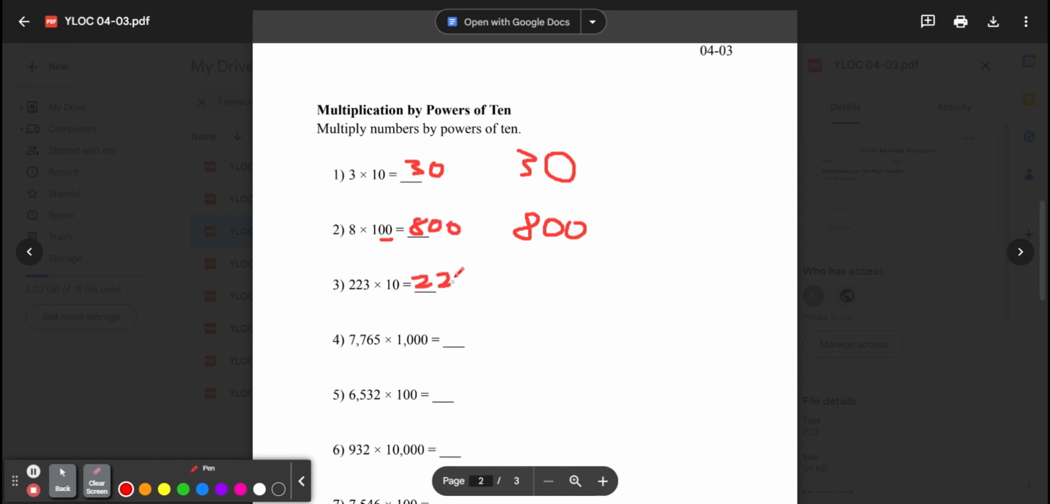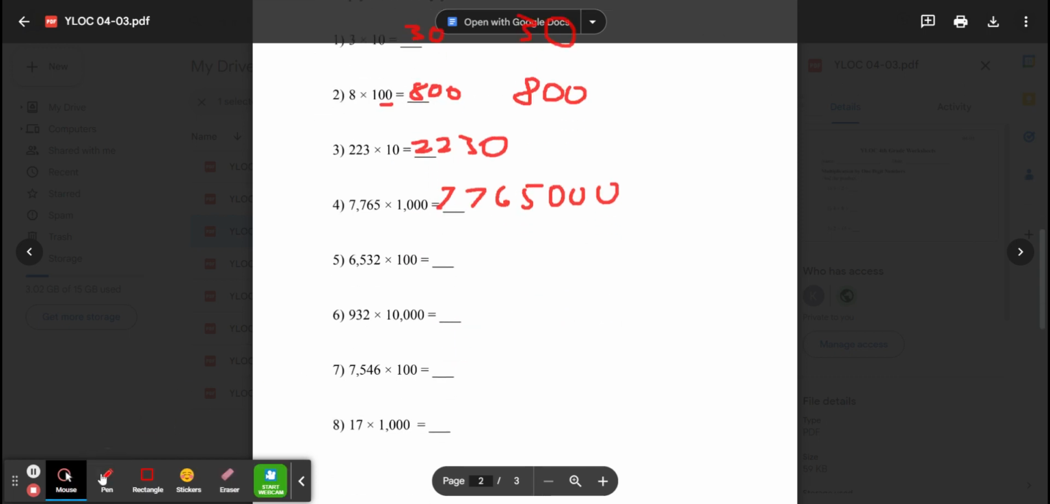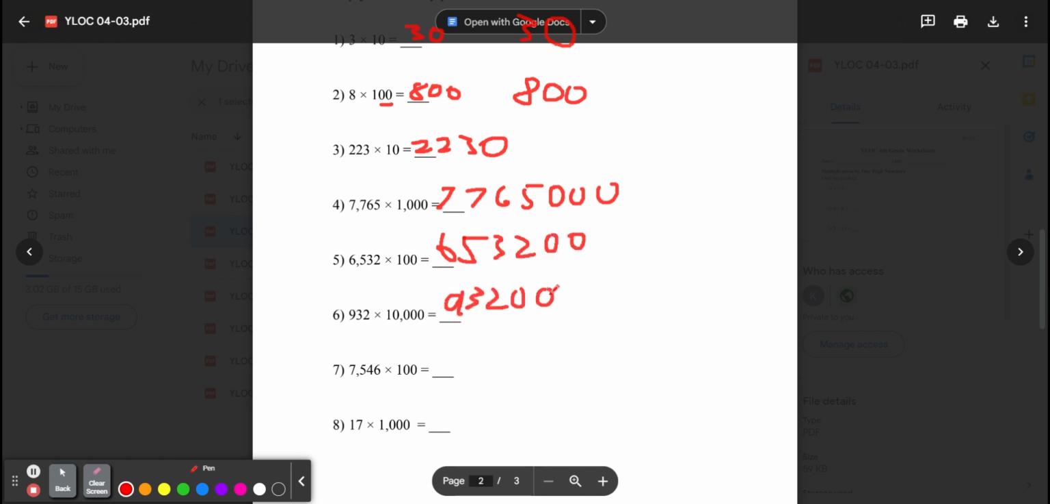Now, we'll just write the original number and then add 1 zero. This one we add 3 zeros because it's 1,000, which has 3 zeros in it. So we'll get our answer, 7,765,000. And then I'll just do the rest of these, but they should be pretty simple for you to do. This one is 10,000, which has 4 zeros, so you can see how I added 4 zeros there.